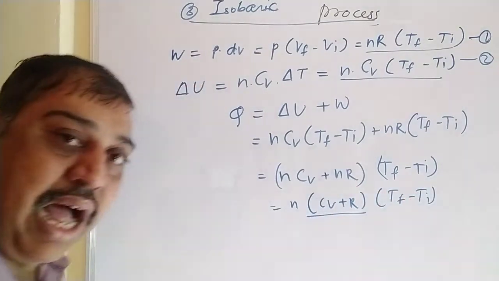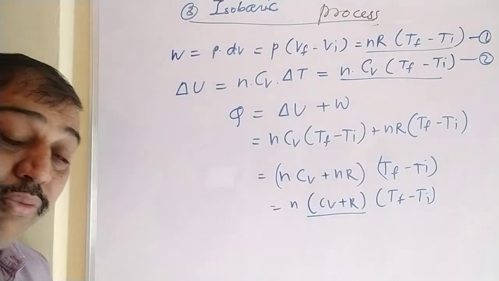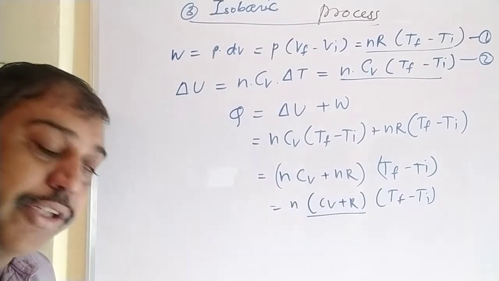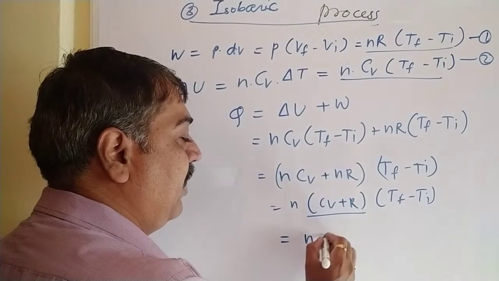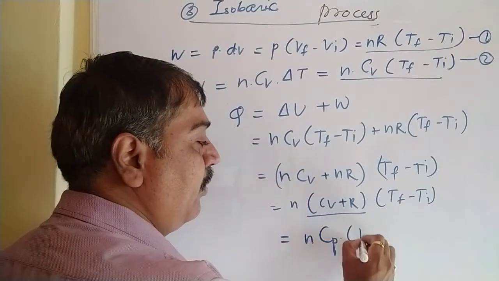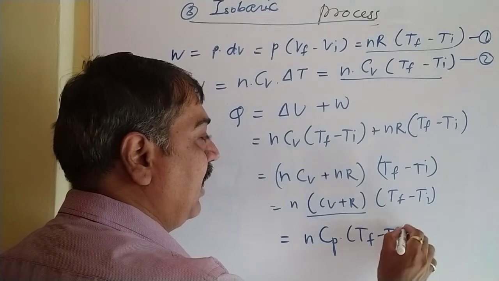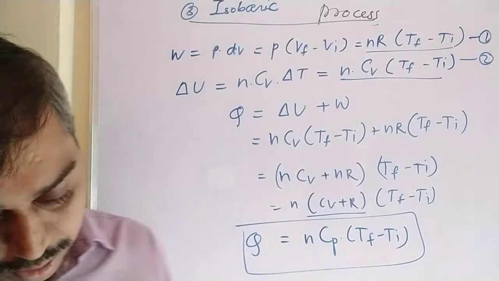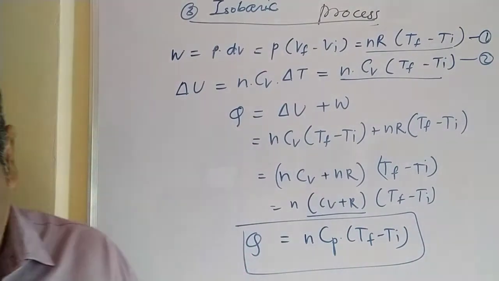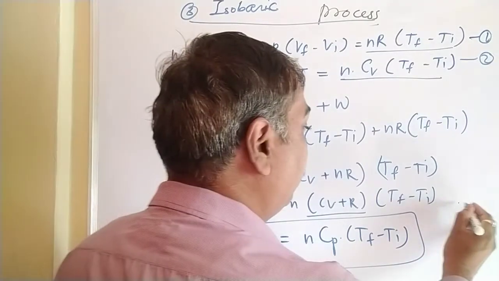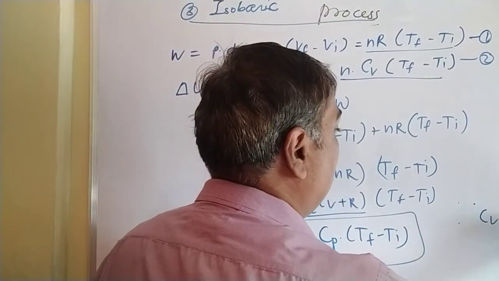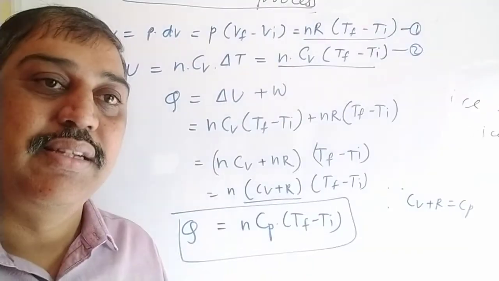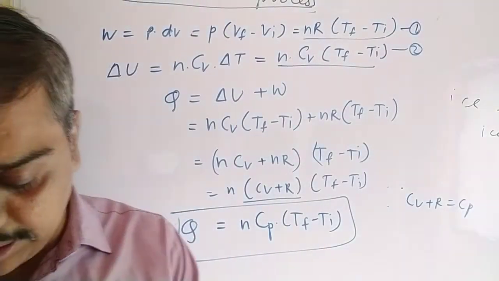Cv plus R, that is specific heat at constant volume plus the universal gas constant. What is it? It is specific heat at constant pressure. So you can write this as Q equal to n into Cp into Tf minus Ti. So we get this equation that will give the value of the amount of heat supplied to the system. Just remember, because Cv plus R is Cp, that we already know, we have put that value. We have already learned that topic.